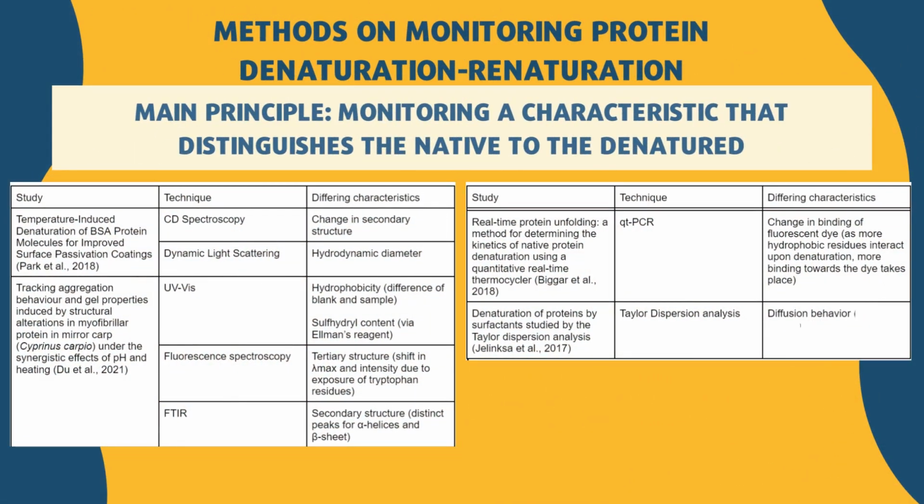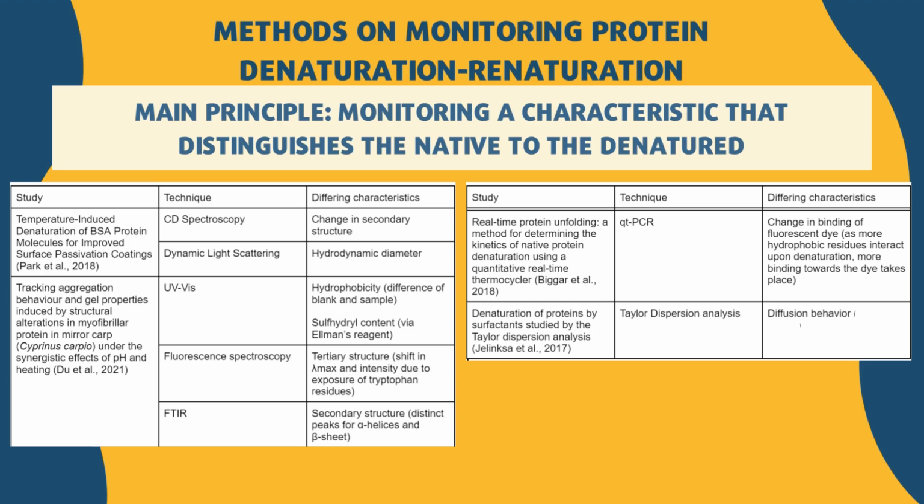We could use a wide variety of techniques for monitoring protein denaturation, depending on the denaturation factor such as denaturants, pH, and temperature. Due to the numerous techniques, we will only enumerate some of the most recent methods used in literature. You may notice that the overall principle remained the same among all these methods, wherein you monitor a certain characteristic in the protein that is different in the native and denatured state.